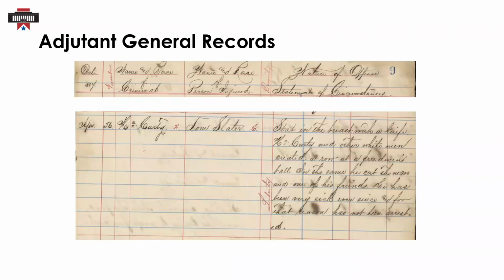This is an example from our Reconstruction records of murders and assaults, showing the name and race of the criminal, the name and race of the person injured, and a description of the offense. The incident recorded here occurred in April of 1867 in Liberty County. Tom Slater, an African American, was stabbed in the chest with a knife by McCarty, who was white. The statement of circumstance describes these events in detail.